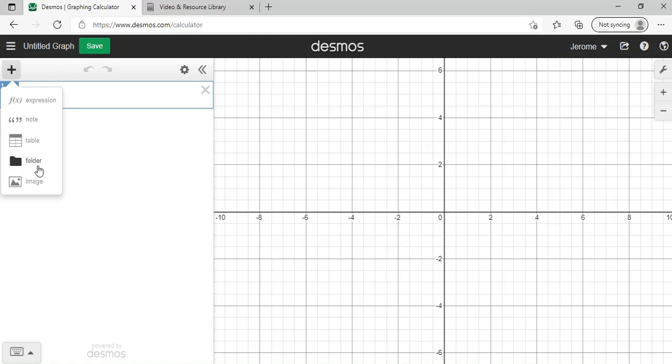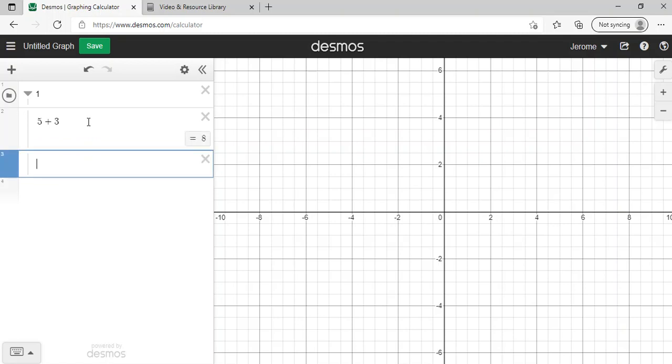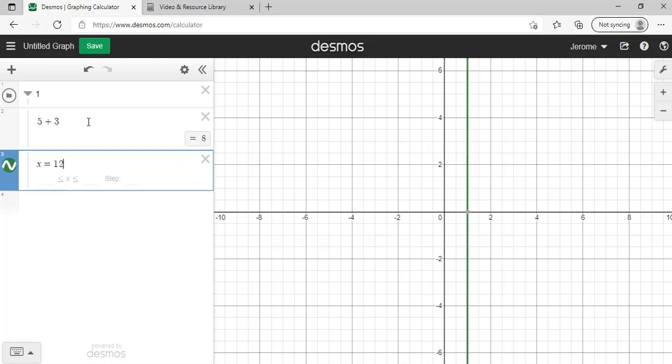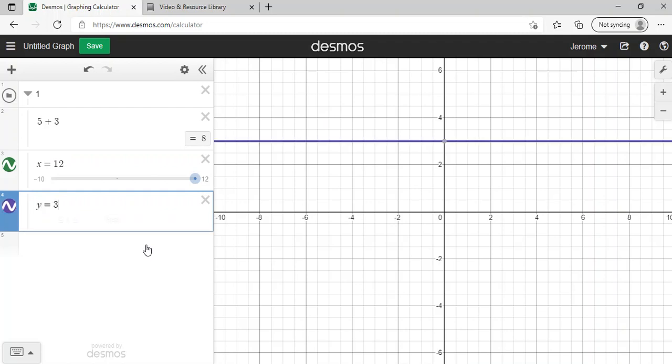You'll click on add item, you'll go to folder, and let's just do folder one. Then you're supposed to hit enter. Now again, how this line is going down here lets you know that whatever you type here will be inside of this folder. So let's say you had 5 plus 3. That's one thing. Press enter. Say you had x equals 12. Press enter again. As you see, it keeps expanding. And then say you had y equals 3.